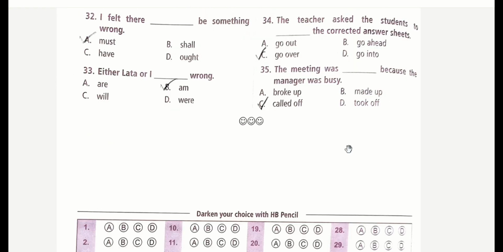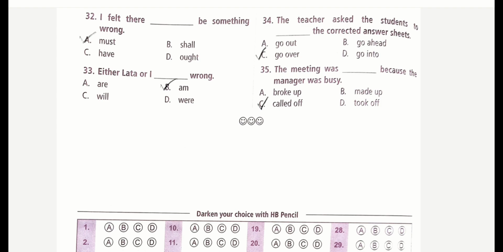So, this is the last page of chapter 3. Question number 32. I felt there dash be something wrong. I felt there must be something wrong. So must is the correct answer. Question number 33. Either Lata or I am wrong. Okay, am is the correct answer. 34. The teacher asked the students to dash the corrected answer sheets. Go over is the correct answer. The meeting was dash because the manager was busy. The meeting was called off because the manager was busy.